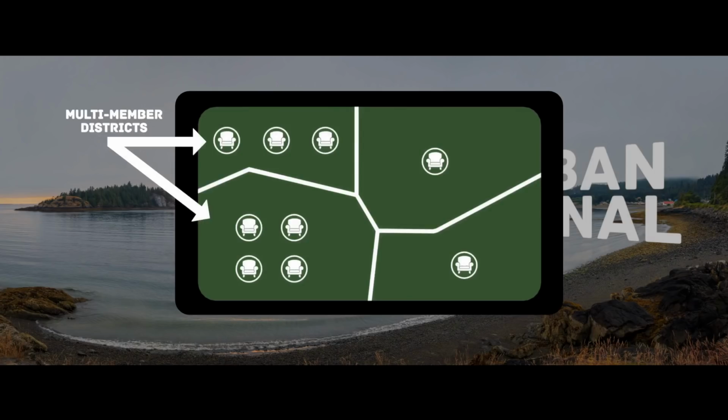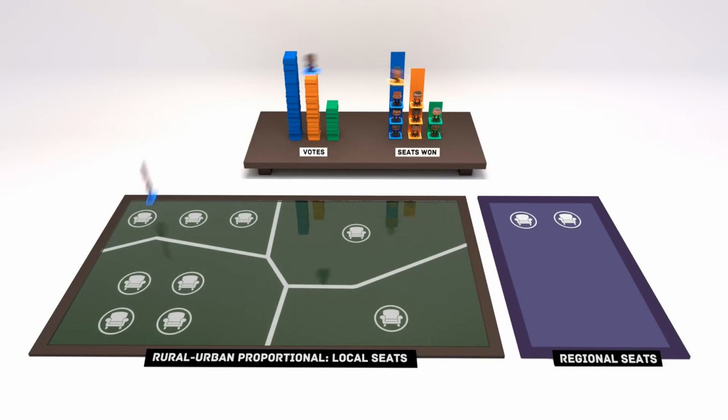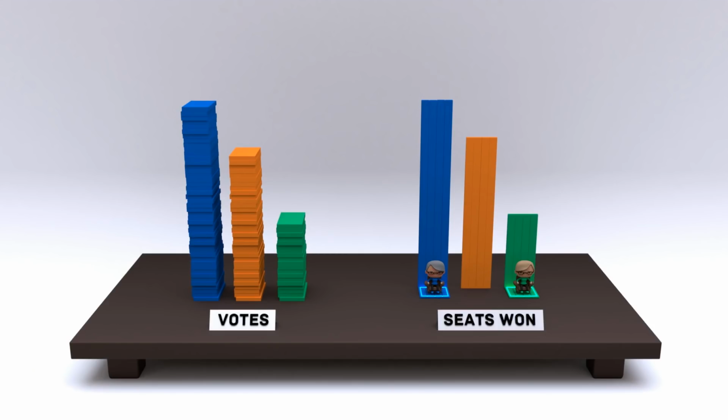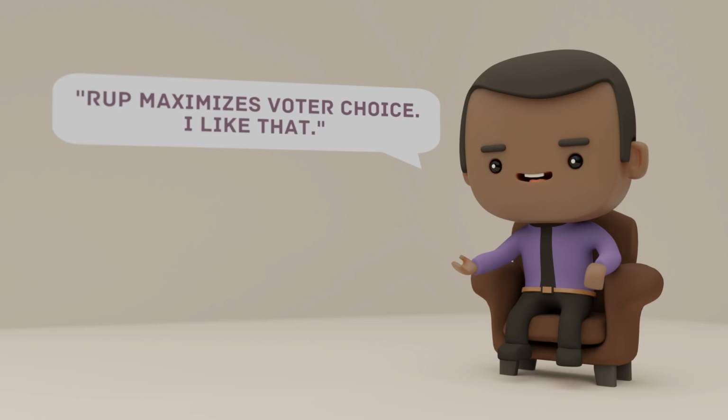Less densely populated ridings would be considered too large to combine. These areas would remain as single-member ridings, and would continue to elect the most popular local candidates. With Rural-Urban Proportional, the seats dedicated to single-member and multi-member ridings almost match the popular vote, but not quite. To make the results proportional in the rural areas of BC, a small number of regional MLAs would also be elected. RUP produces proportional election results while maximizing voter choice.